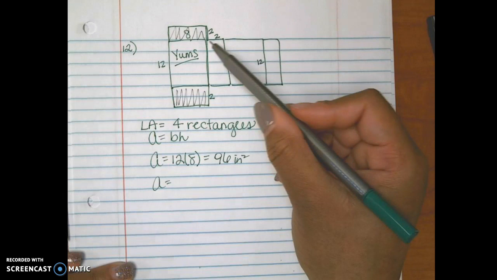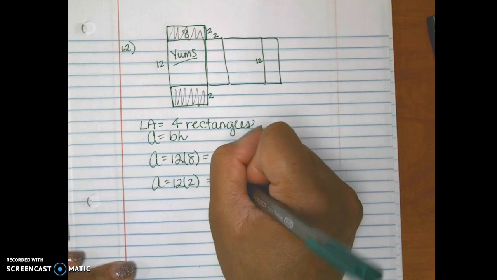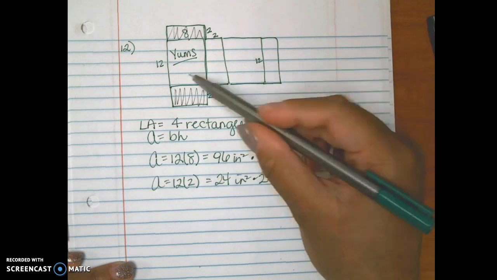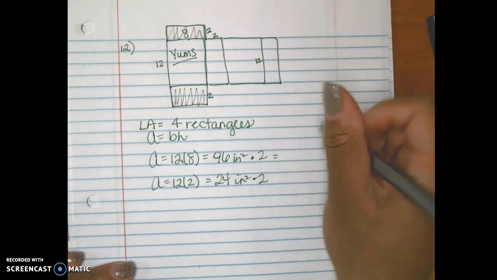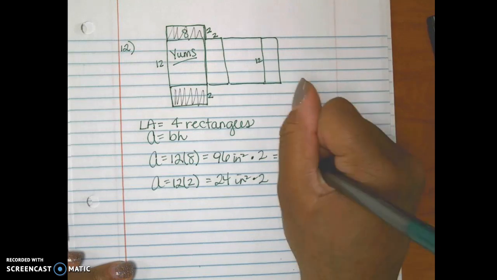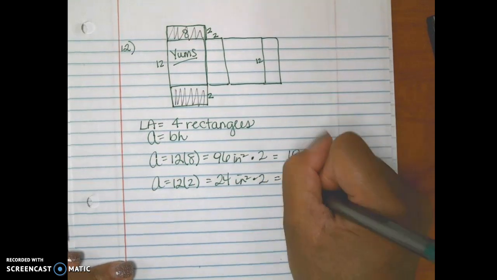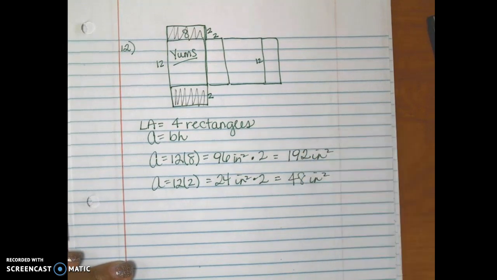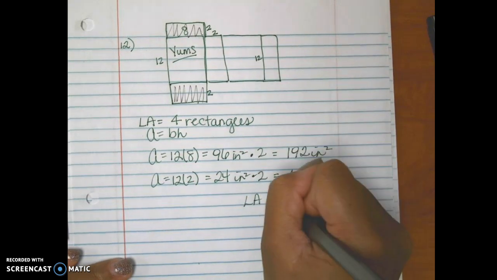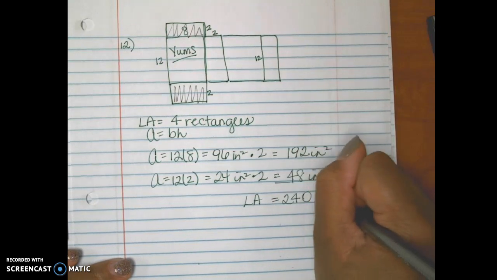The other rectangle is a 2 by 12. The order doesn't matter, I will still get 24. Now I have 2 of those and 2 of those. 2 fat, 2 skinny. 96 times 2, 192 inches squared. 24 times 2 is 48 inches squared. Now, my lateral area is equal to the total of these 2 numbers. 240 inches squared.